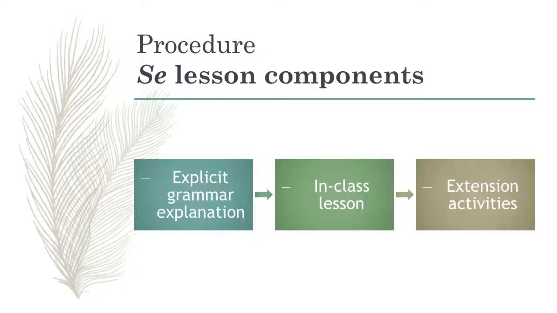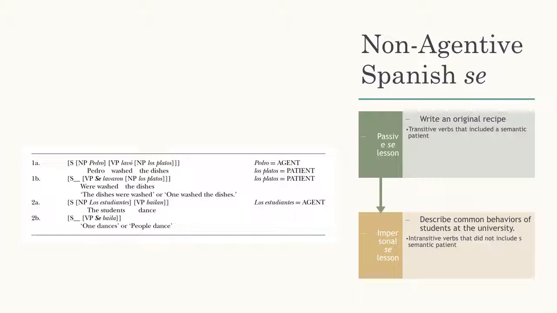The lesson components were explicit grammar explanation, in-class lesson, and extension activities. All these three things were used in the class depending on which group you were assigned to, which I'm going to talk about further on. What students were learning is the non-adjunctive Spanish se. It could be a passive se lesson or an impersonal se lesson.